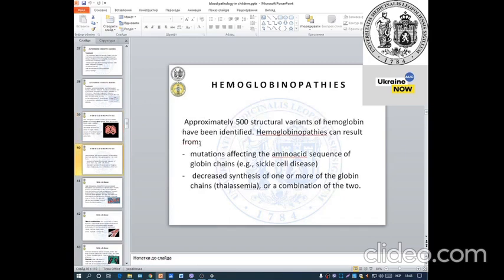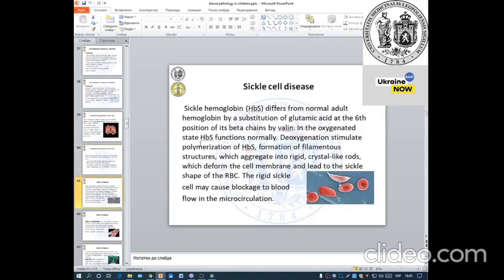Approximately 500 structural variants of hemoglobin have been identified. Hemoglobinopathies can result from mutations affecting the amino acid sequences of globin chains, for example sickle cell disease, or decreased synthesis of one or more of the globin chains, for example thalassemia, or a combination of the two. Sickle cell disease.